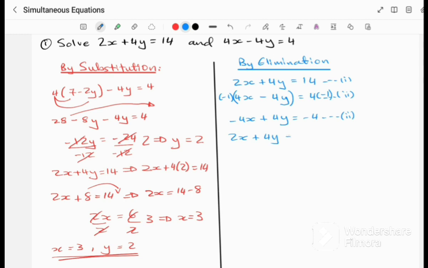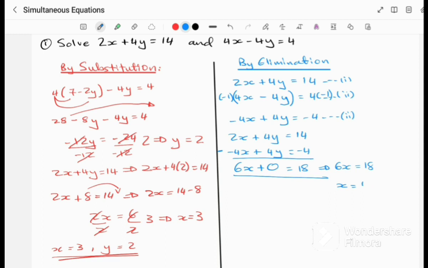So we have 4y is equal to 14. Here we have negative 4x plus 4y is equal to negative 4. And we're going to subtract equation 1 from 2. So here we have 2x minus negative 4x, which is 6x, 4y minus 4y, which is 0, and 14 minus negative 4, which is 18. Now what we're left with here is 6x is equal to 18.